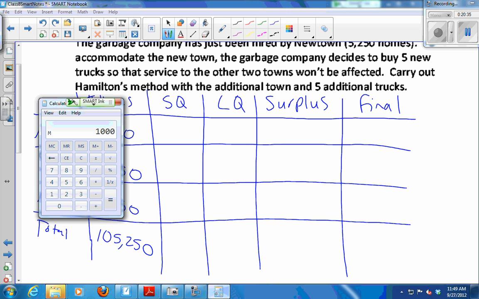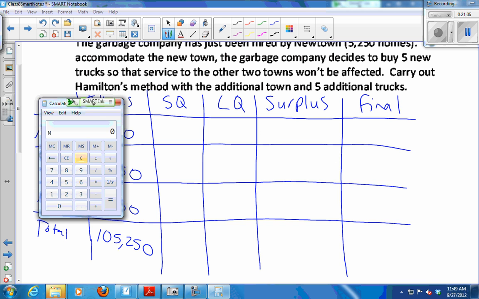So I'm going to take my total population, 105,250, that's how many homes I have, and I want to give out 105 trucks. So that's 1,002.38 homes per truck. So each truck is going to service 1,002.38 homes. So save that number.